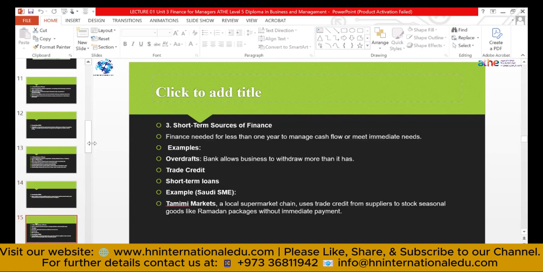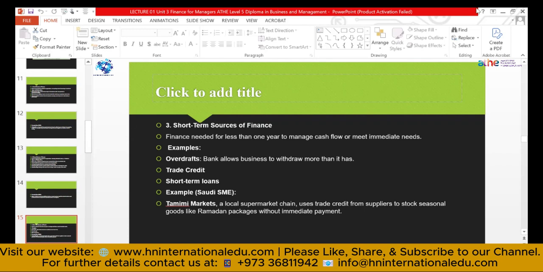Short-term sources of finance: finance needed for less than 1 year to manage cash flow or meet immediate needs. Short-term in any terminology means less than 1 year. It cannot exceed more than a year. Long-term loans, finance, or any asset exceed more than a year.